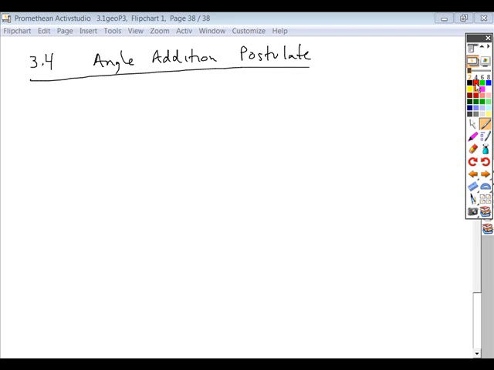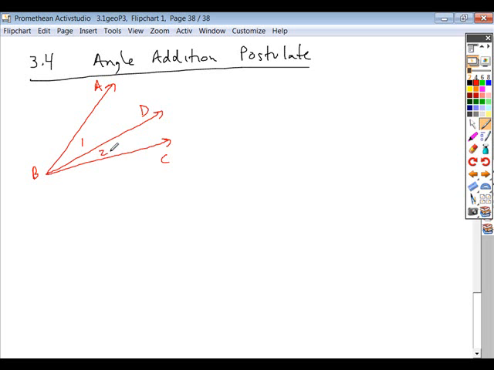Just like with segment addition, where the sum of the parts is equal to the whole, the same is true for angles. So if I have angle ABC with ray BD in its interior, okay, it's not bisecting it necessarily, but it is in the interior. There's three relationships that you can conclude from this angle.